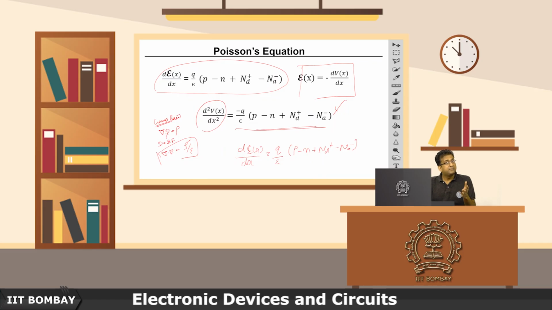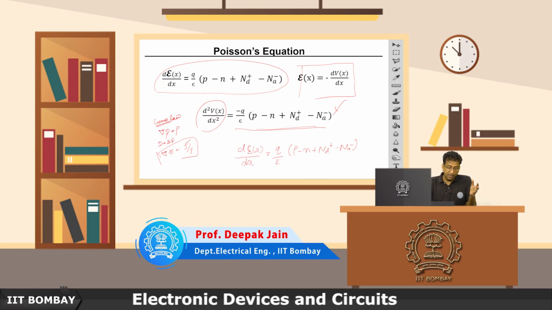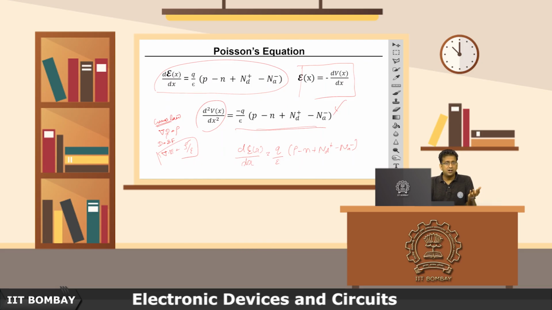And if equilibrium is not maintained, like by applying an external battery, the Fermi energy level will also change with x. And we saw how to calculate this electric field using Poisson's equation. If you know the charge distribution, we can very easily calculate the electric field. In future lectures, we will do that.